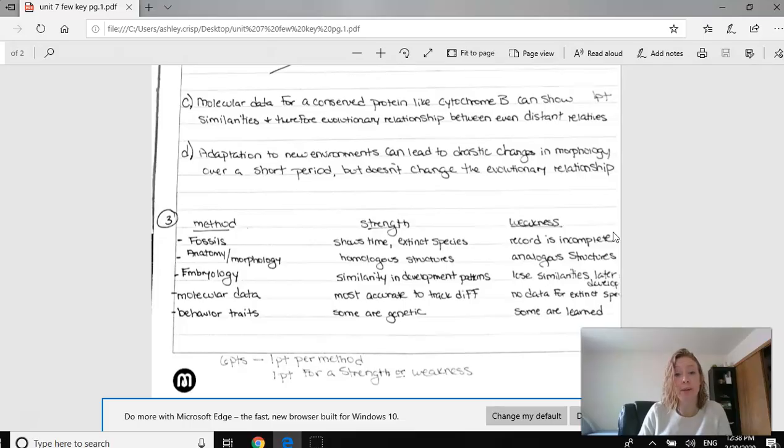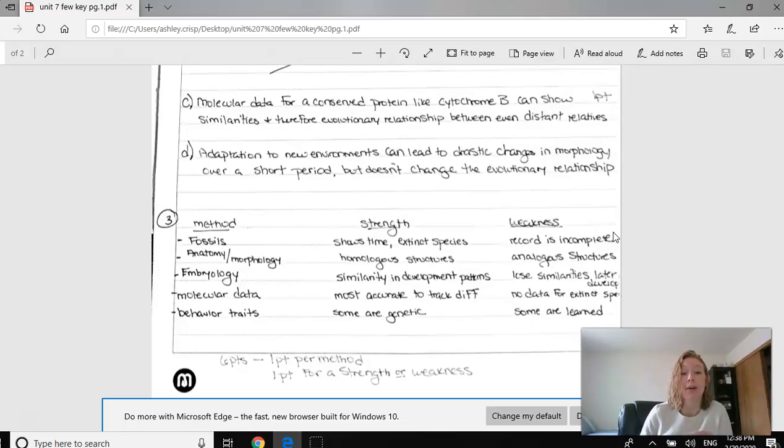Fossils. The good thing about fossils is that they can show you time. You can carbon date them. You can organize them in a relative way. It does give you information about extinct species. One of the weaknesses of it, though, is that we have an incomplete fossil record. So we don't actually have fossils for everything. That makes it kind of hard.